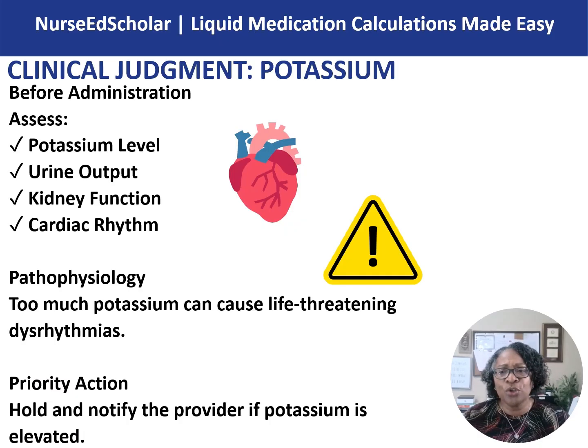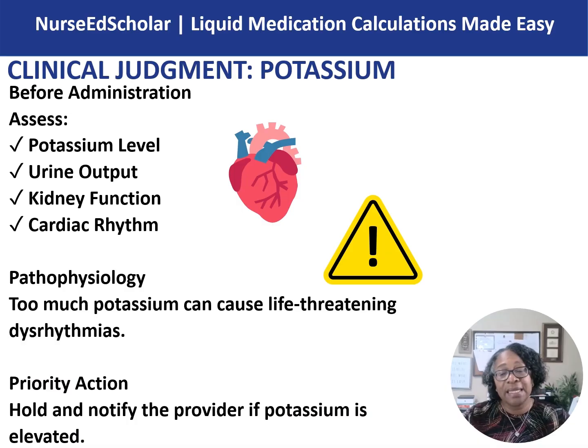So I want you to remember that if the potassium level is high, the patient has poor urine output, the kidney function is not the greatest, you want to hold it. You want to hold it and notify the provider. Like I said before in another video, you just don't want to give medicines blindly because it's ordered. You really want to make sure, can I give this patient this medicine at this time? You calculated it correctly, but can you give it?